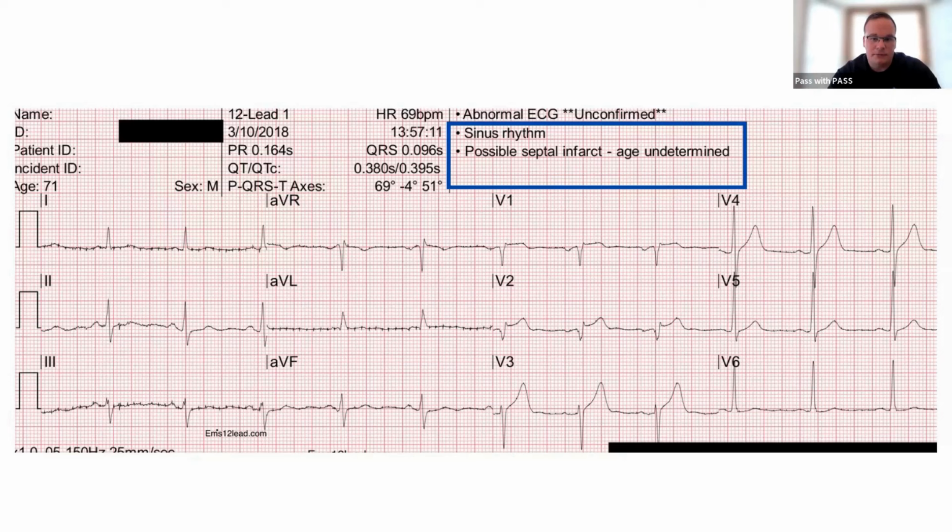So really gone are the days where we're able to say, oh, there's a pathological Q wave, they must have had a pretty significant MI, a transmural wall MI. That's not necessarily the case. It could have been a pretty minor MI that they may not even know about, or a pretty significant MI. They don't really tell us anything other than there's previous damage there.